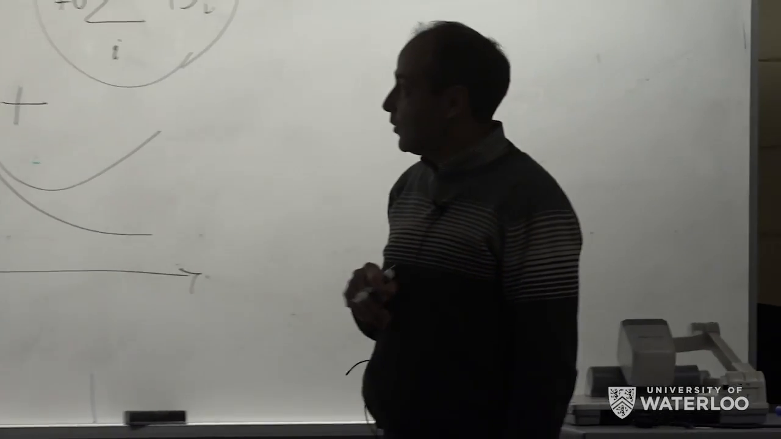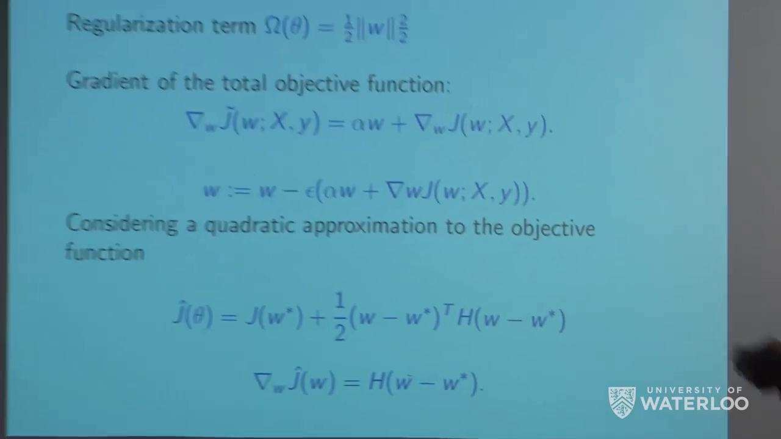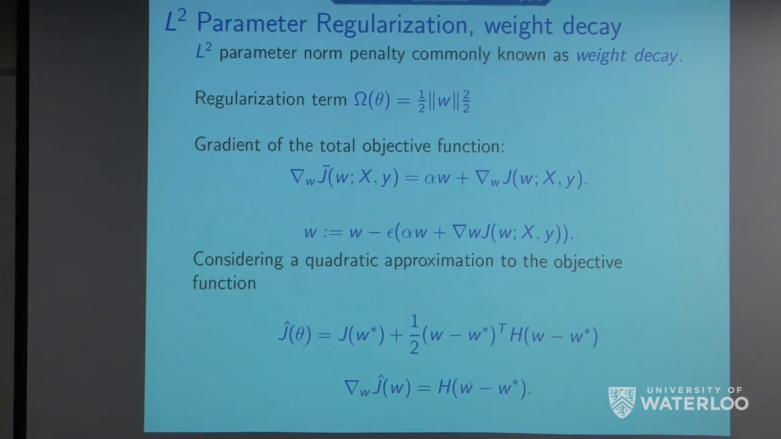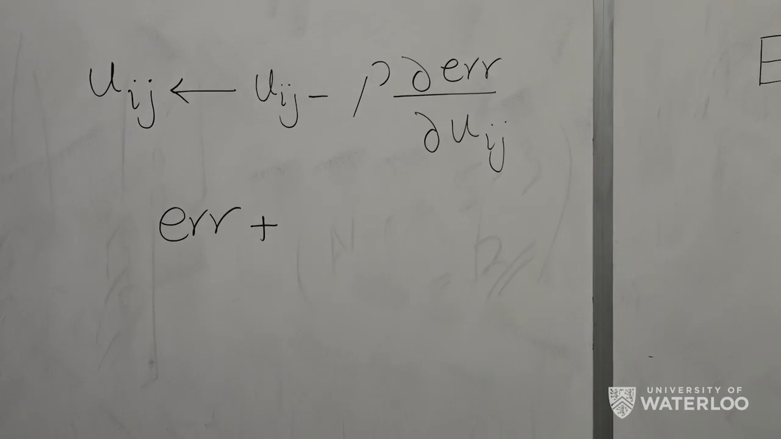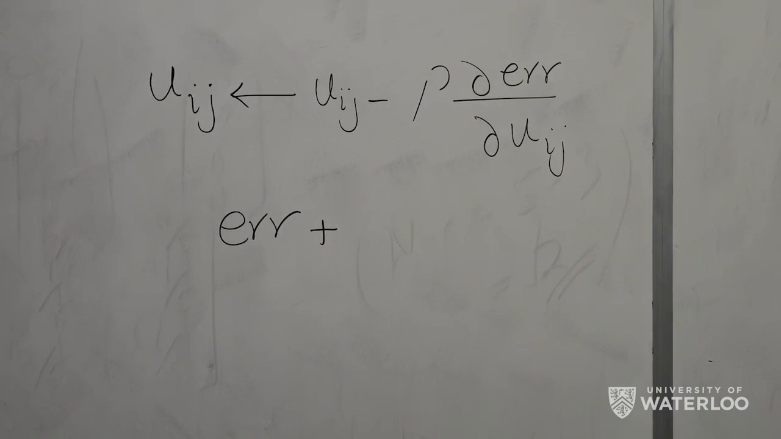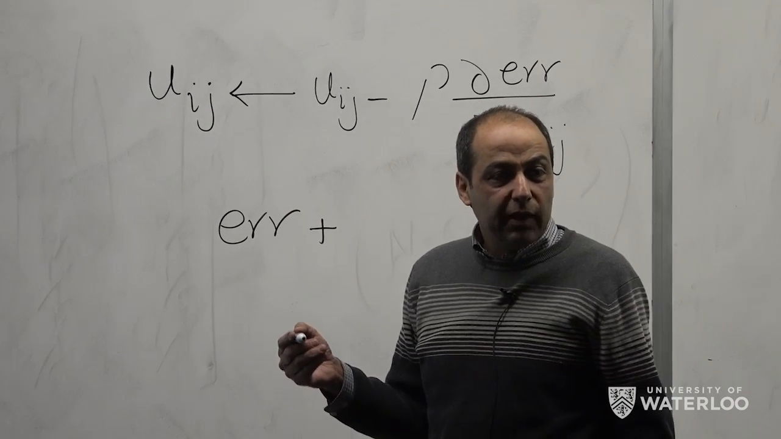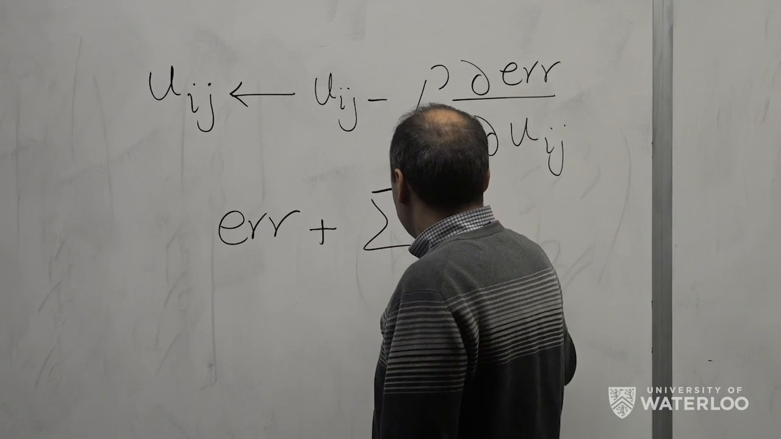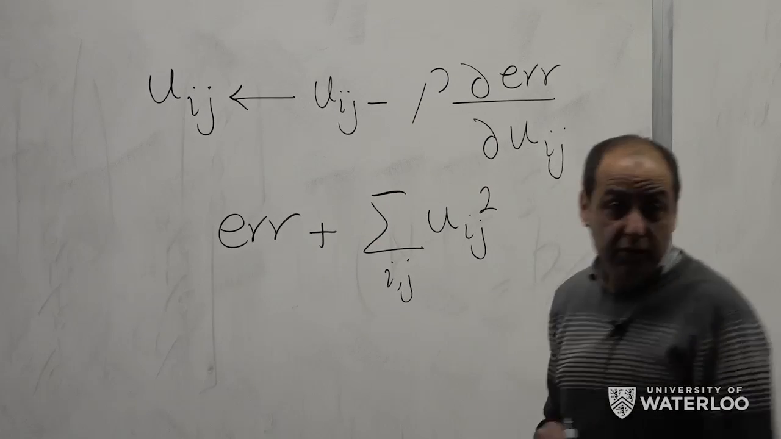In gradient descent or stochastic gradient descent. Now, what we do here is to add a penalty function to our error function. So I have this error function. I add a penalty function. And this penalty function in weight decay is simply the L2 norm. So the L2 norm basically is the sum of Uij squared for all i and j.